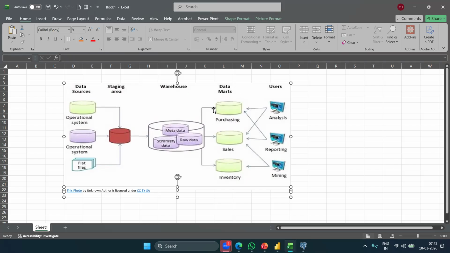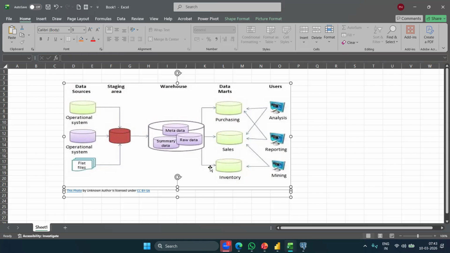Same thing would be data marts, but data marts is like, okay, the sales team is really not interested in the entire data warehouse that I created for the organization. So I will create a copy for them, like purchasing data mart, sales data mart. On top of it, we Power BI analysts are going to pull the analysis, reporting, and mining.